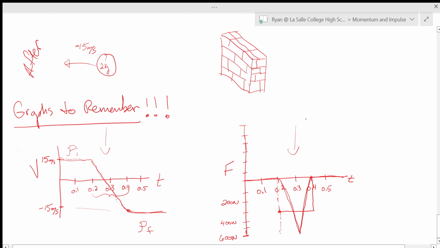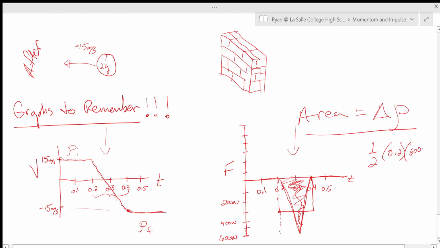The area inside of here equals the change in momentum. That is huge. That is going to save you so much time, because even if that's a triangular area, which we have here, then we can do 1/2 the base times the height and come up with negative 300 newtons.